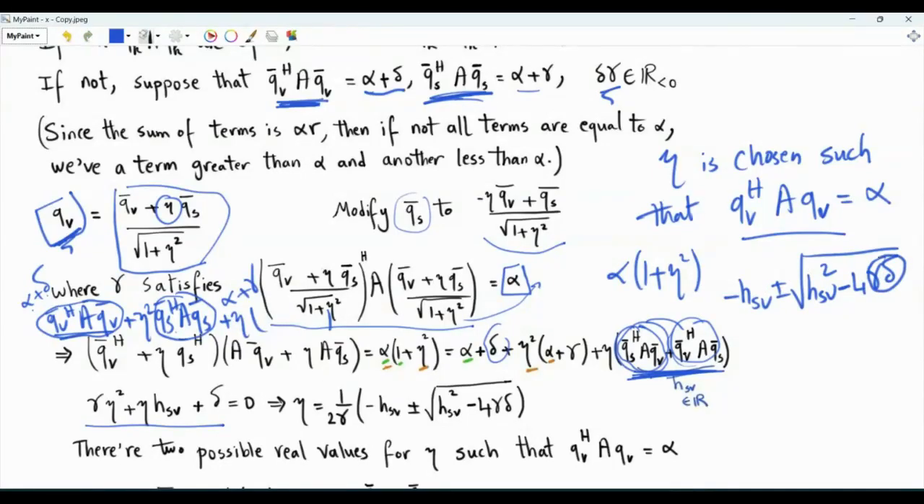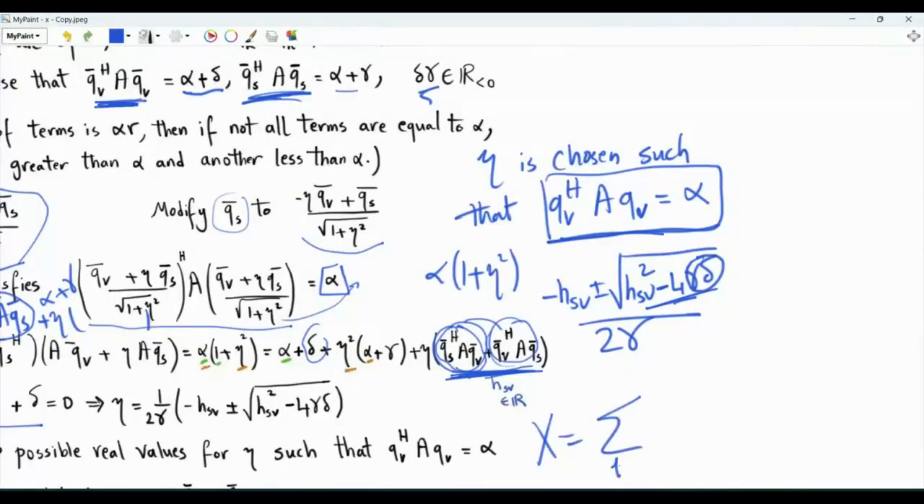And here is the good news. This product is negative. So under the square root, we have a non-negative real number. So we can take the square root without getting imaginary parts. And then we need to divide by 2 times gamma. There are, in fact, 2 values for eta such that this constraint is satisfied. And so now we have one of the quadratic forms made equal to alpha. But note that we have changed the vector Q bar V to the vector QV.